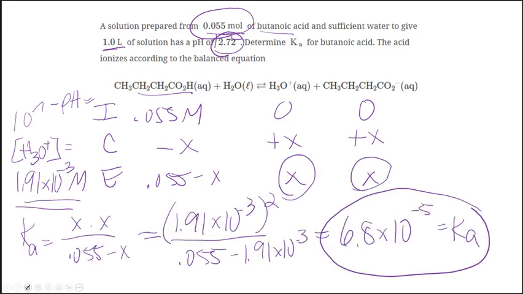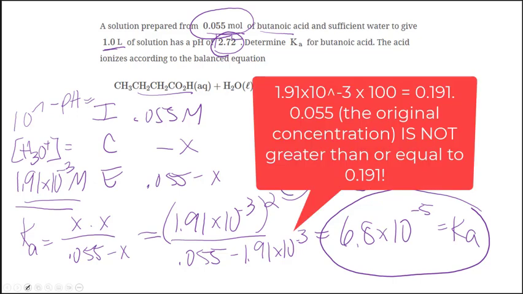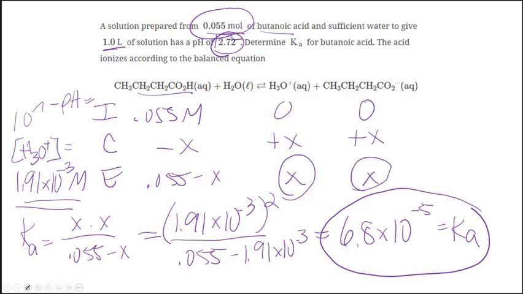Notice that I didn't drop off the minus x in the denominator because if I took 1.91 times 10 to the negative 3 and times it by 100, I got 0.191. And 0.055 is not greater than or equal to 0.191. So I'm not able to drop that x in this case. We have to put it in there.